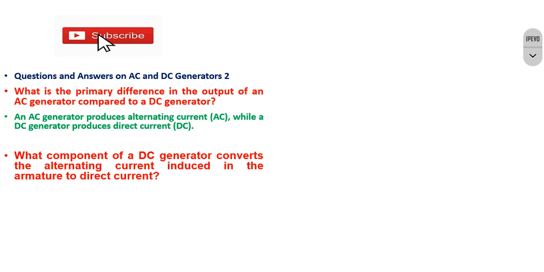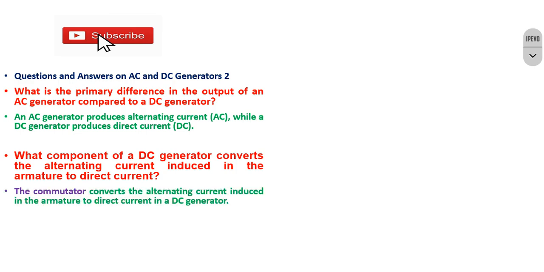What component of a DC generator converts the alternating current induced in the armature to direct current? The correct option is the commutator. We have already said something about the commutator and then the slip ring. So those components have their advantages. The commutator converts alternating current induced in the armature to direct current in the DC generator. So the moment we replace that commutator with a slip ring, we have converted it to another function.